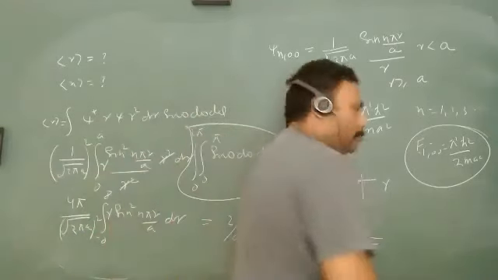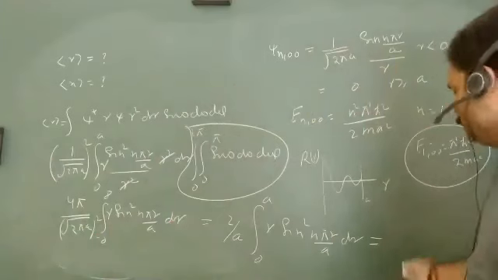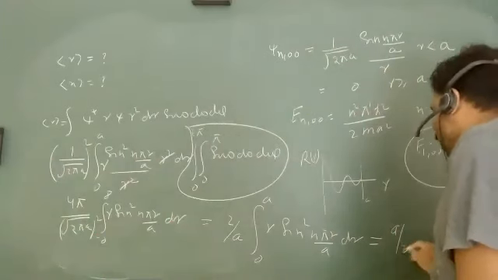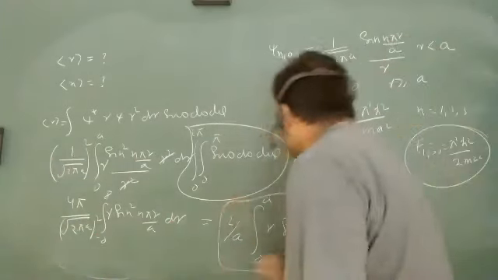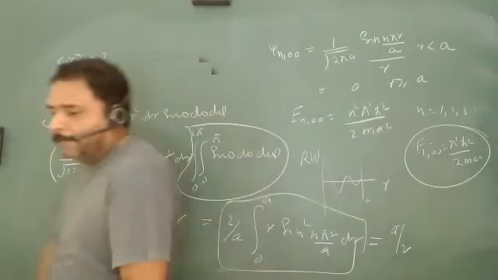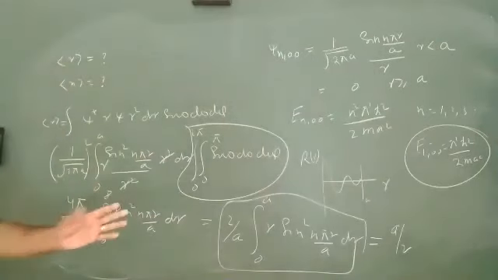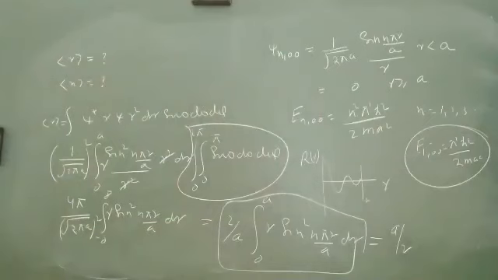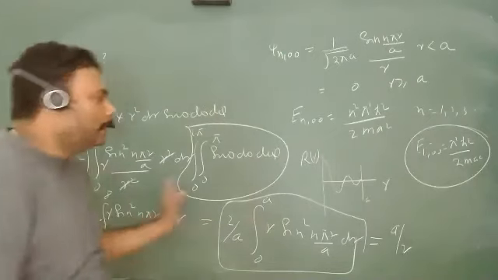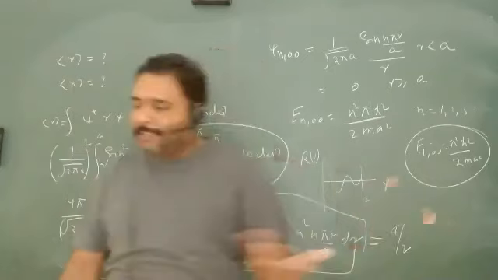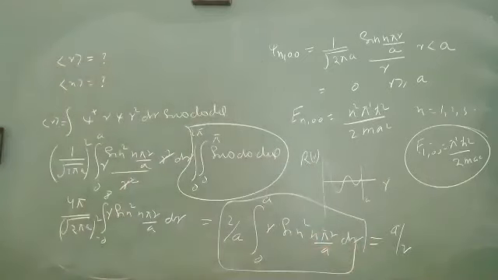Can you please tell me what will be this value? A by 2, sir. A by 2. Exactly, a by 2. So I do not have to integrate anything. I am just using the concept and I am getting the answer. If you remember the one dimensional thing, you are using it again and again in two dimensional, three dimensional, everywhere. This will be a by 2.